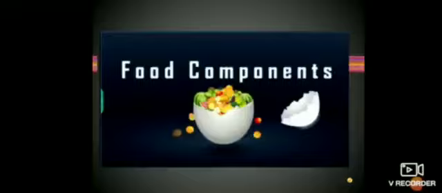What happens if the food doesn't contain these essential components? Means we will become sick. Our diet will not become a balanced diet.